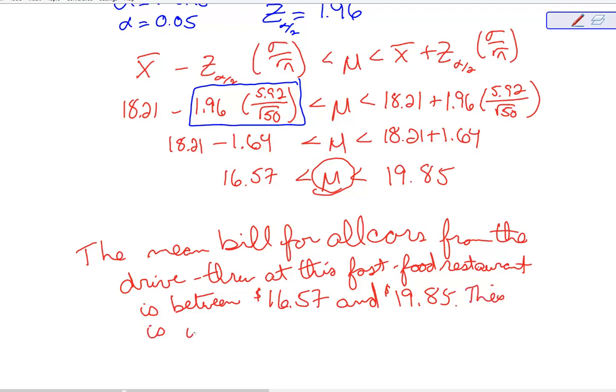This is with a 95% confidence. Notice I said we were talking about the mean bill for all cars, and then I described that it was for the drive-through of this fast food restaurant. Then I said it was between what numbers, and I also gave the confidence level that we were looking at. These are very important items to have in your conclusion of the statement.